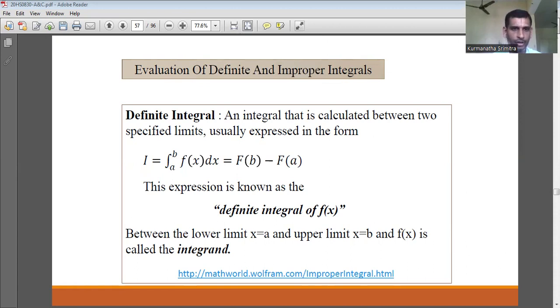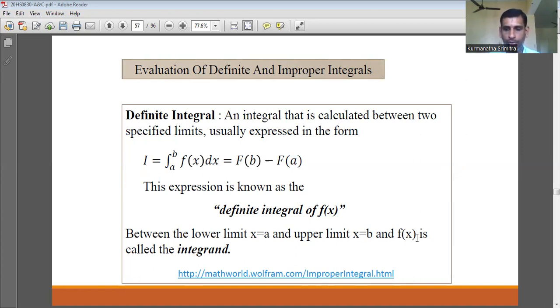A definite integral is an integral that is calculated between two specific limits. It is expressed in the form integral a to b f of x dx. If the integration of f of x is capital F of x, then by applying the limits, it is F of b minus F of a. This expression is known as the definite integral of the function f of x between the lower limit x equal to a and the upper limit x equal to b, and f of x is called the integrand.